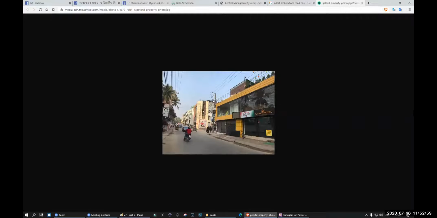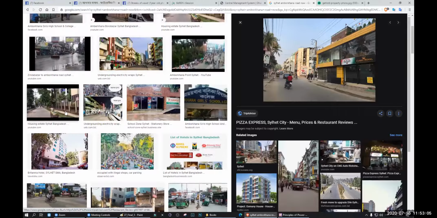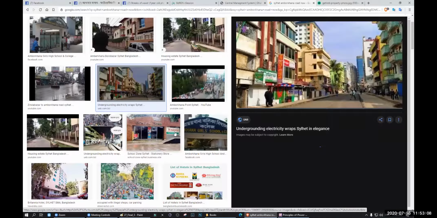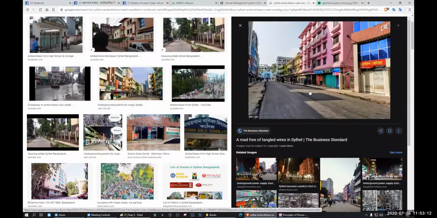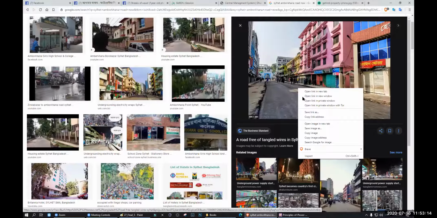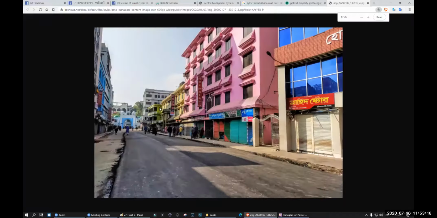Butcher, you got it? There were actually overhead cables. Now what happens? They decided to go underground. Now look at them. They decided to go underground. Okay. A few months ago, they decided to go underground. See this, see the road.